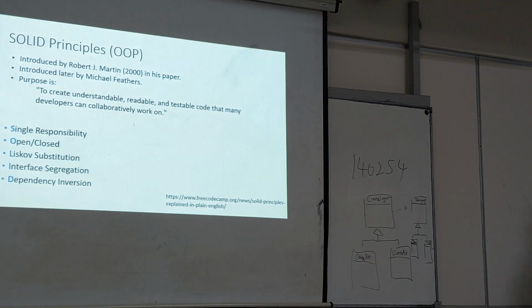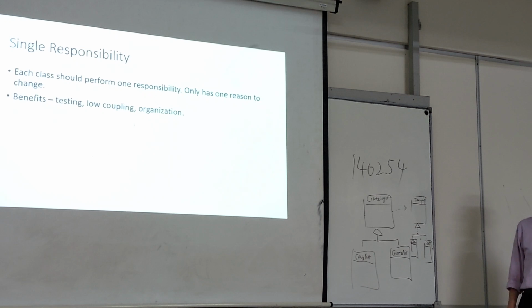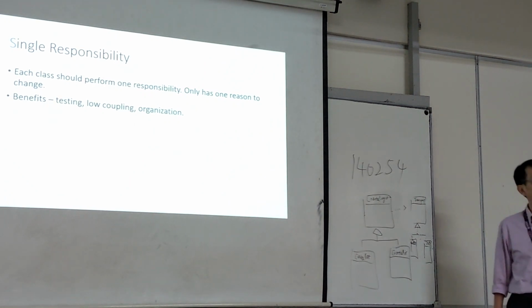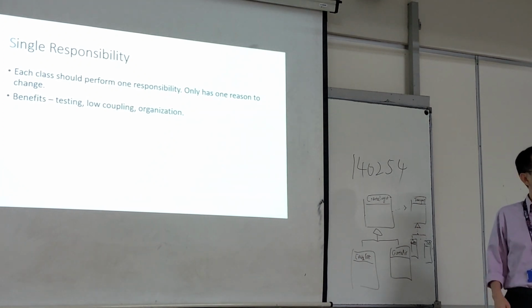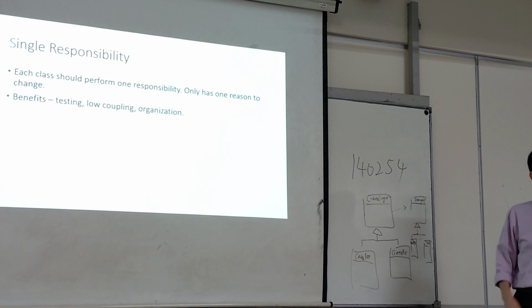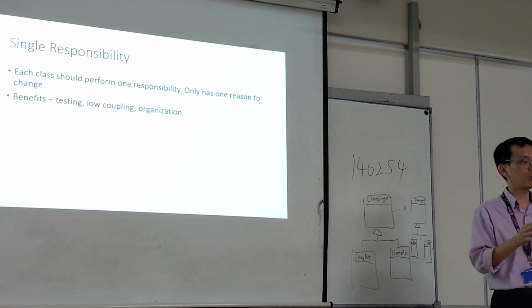What is single responsibility? Each class only has one responsibility. When you create a class, this class only has one role. If your class is, let's say, a car class or a book class, this class will consist of all the properties regarding the book and the methods that the book will do.